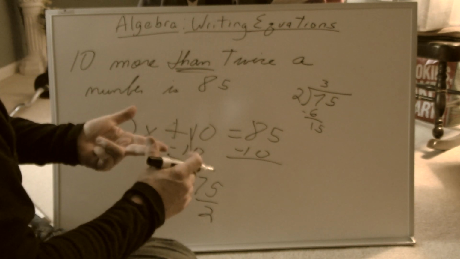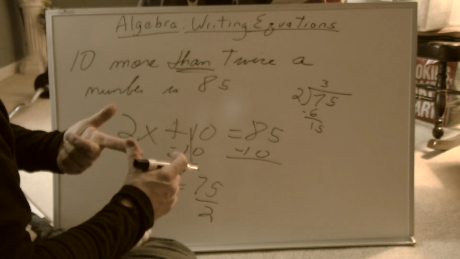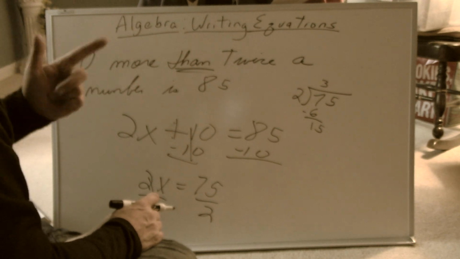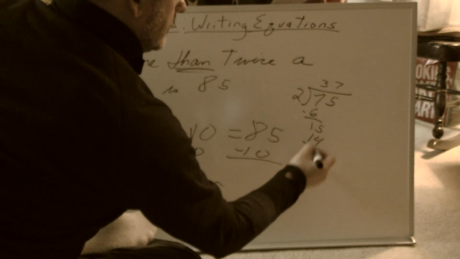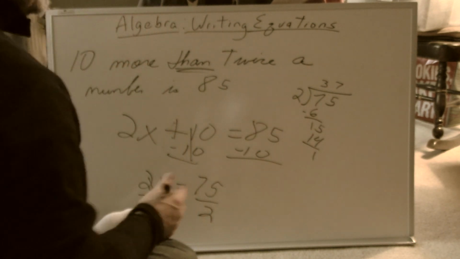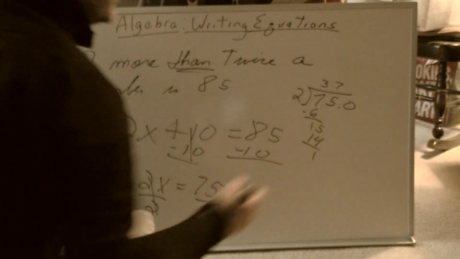Well, 2, 4, 6, 8, 10, 12, 14, 16. Well, 8 would be too much, so we'll put 7. 7 times 2 is 14. 15 minus 14 is 1. Add a decimal and a 0 to keep dividing.